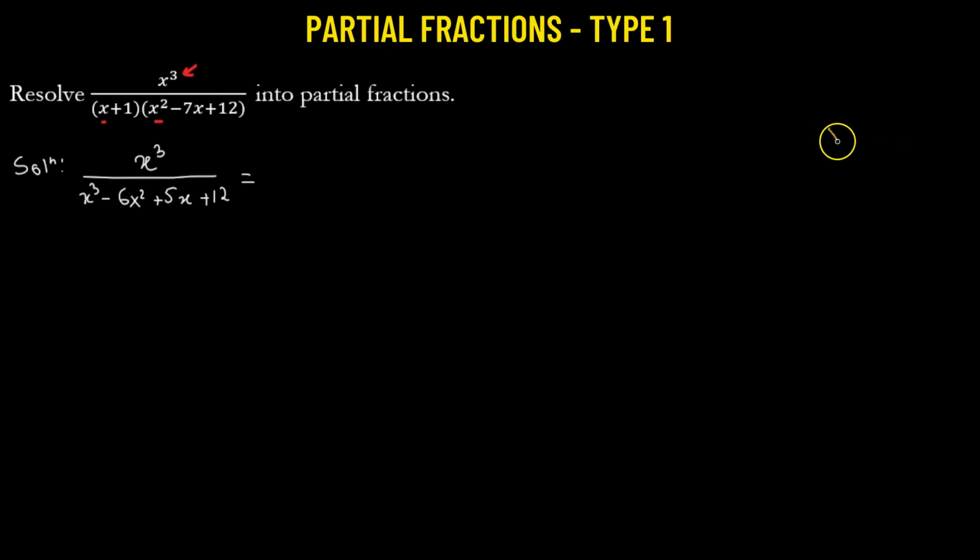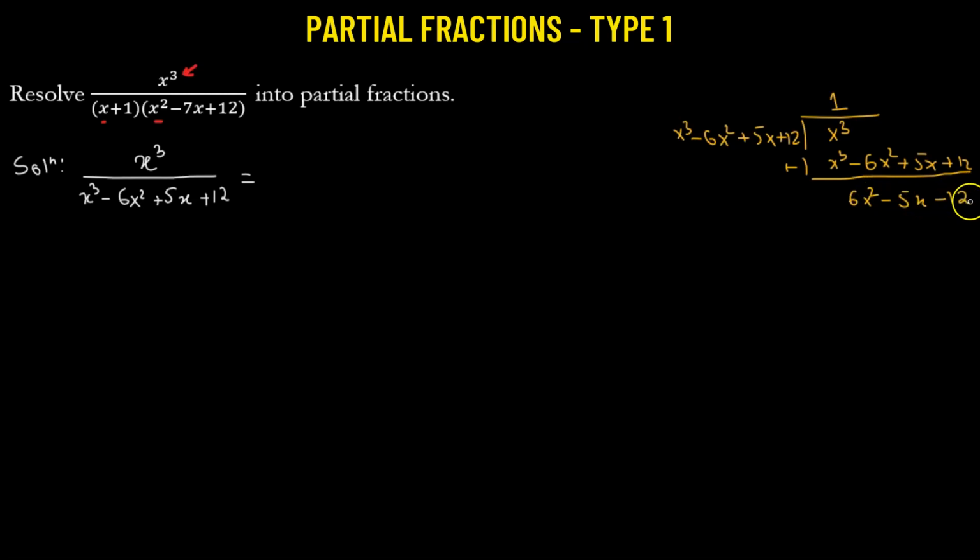The long division would mean we will take x cubed and divide it by the denominator, which is x cubed minus 6x squared plus 5x plus 12. So let's multiply with 1. That's going to give us x cubed minus 6x squared plus 5x plus 12, which leaves us with, so x cubed and x cubed get cancelled. Here we are subtracting, so we're going to get 6x squared minus 5x minus 12 as the remainder.